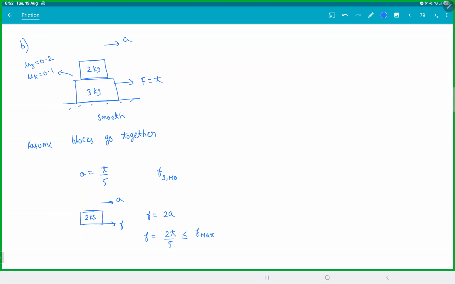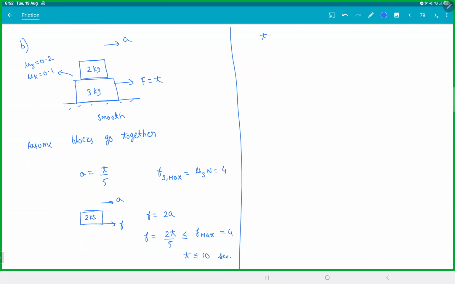If it is not slipping, then the friction is mu s into n. 0.2 into 20, no, sorry, 4. Mu s into n is 4. Then we get t less than 10 seconds. So till here, if you see, the story is the same. Nothing changed.